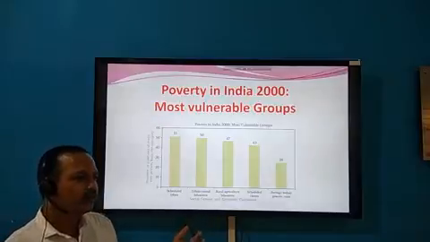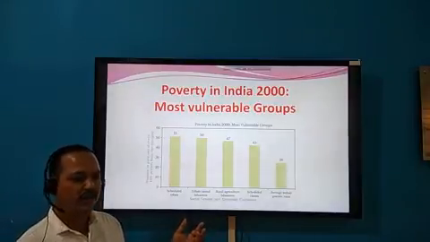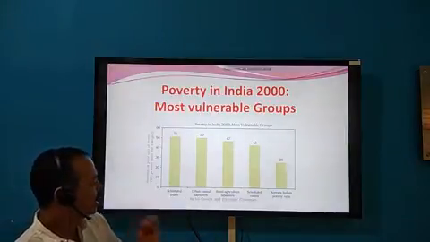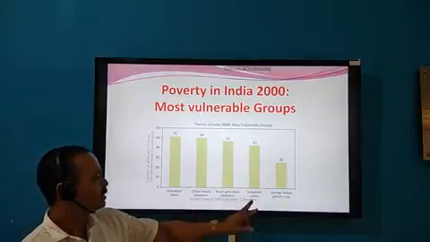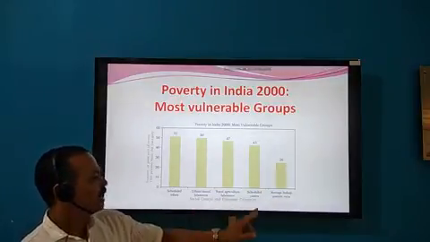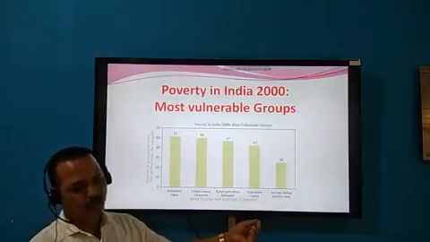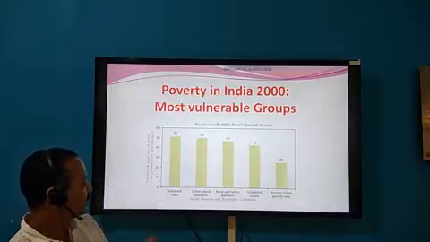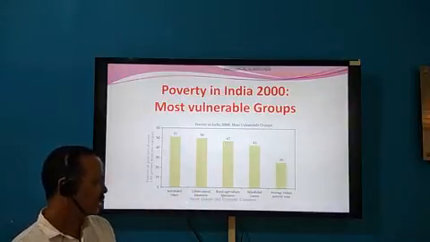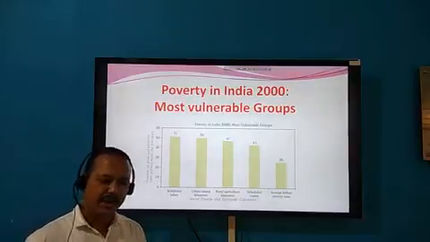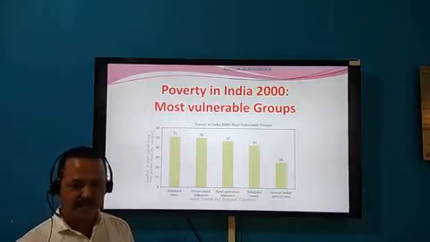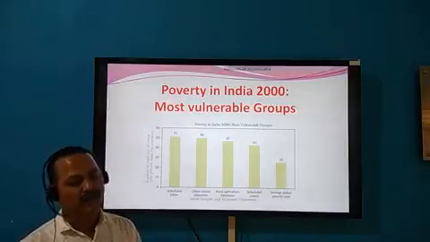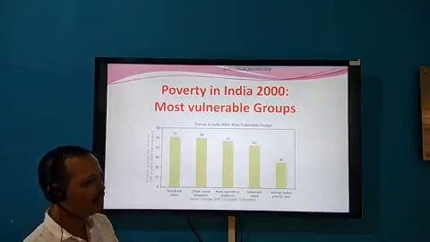Now, in terms of percentage of population living below poverty line, from this graph you see scheduled tribes, urban casual labor, rural agricultural labor, scheduled caste people, and average population living below poverty line in India. If we compare, you see 51% scheduled tribes, 50% urban casual laborers, 47% rural agricultural laborers, 43% scheduled caste people are living below poverty line, which is much more than the 26% of all India average.